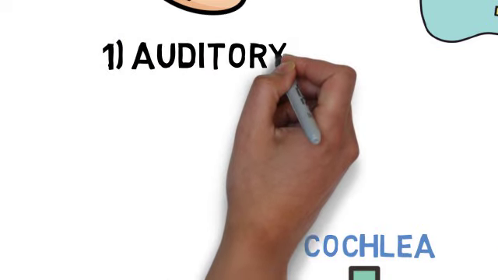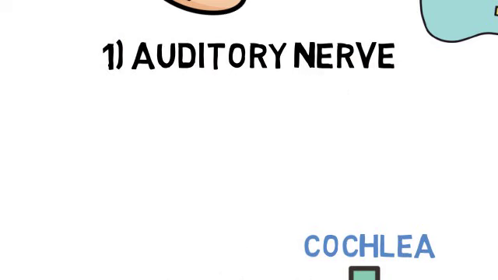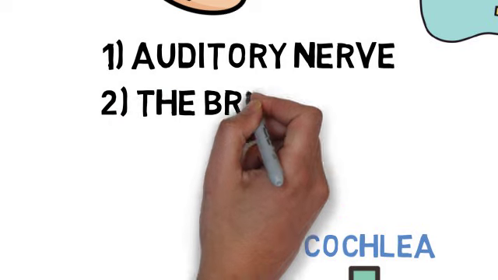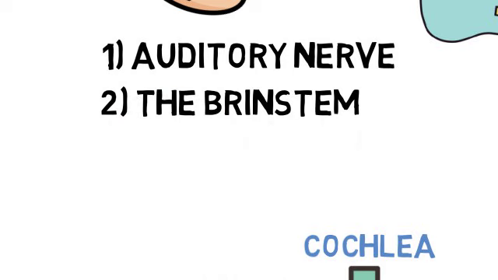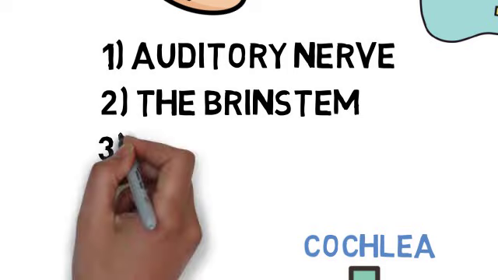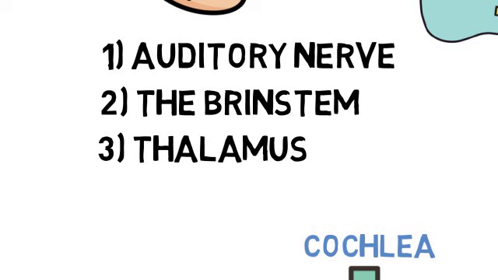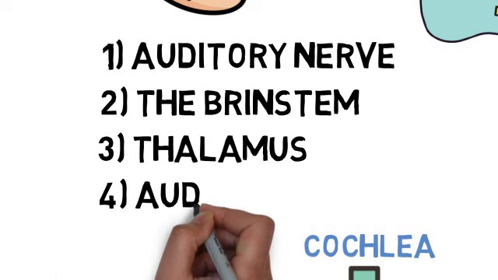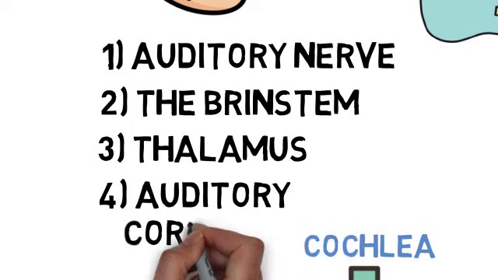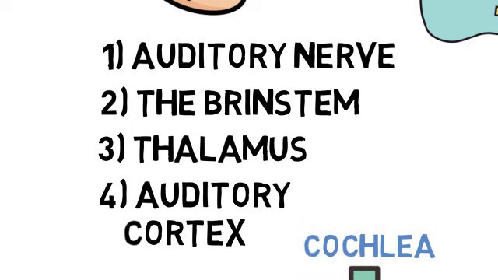Electrical signals from the cochlea are carried through the auditory nerve to the brainstem. The brainstem then processes basic aspects of sound, such as timing and loudness. This then goes to the thalamus, which acts as a relay station, directing signals to the auditory cortex. The auditory cortex is located in the temporal lobe, where the brain processes complex aspects of sound, like pitch, volume, and location.